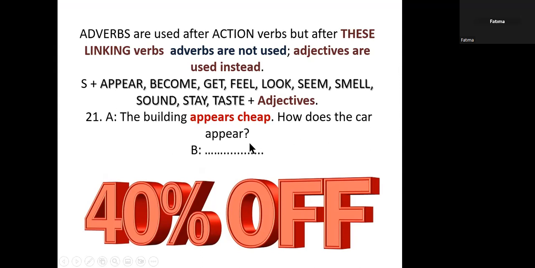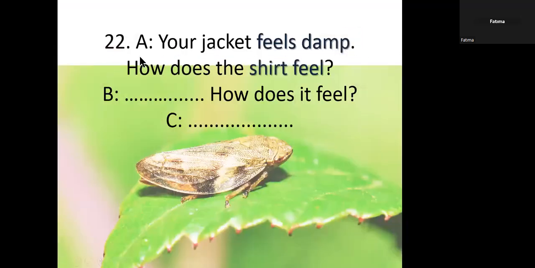How does the car appear? The car appears fast, for example, or the car appears new, seems new, looks new. The car looks new, the car appears new. Okay. Your jacket, for example, you touch something with your fingers and you rub it like this and you say, your jacket feels damp, okay?